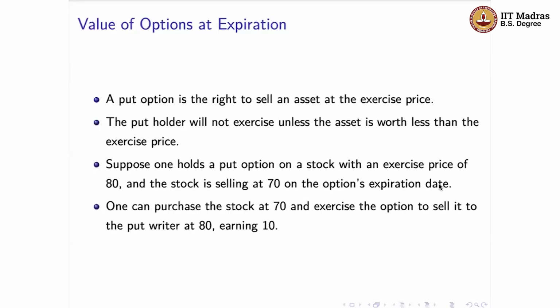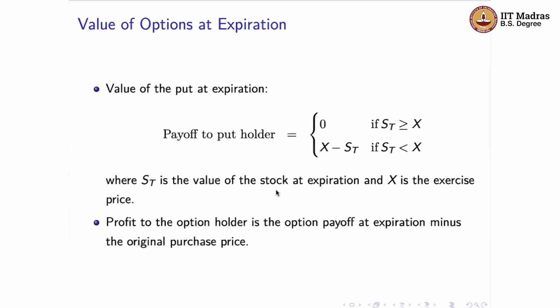Suppose that one holds a put option on a stock with an exercise price of 80, and the stock is actually selling for 70 on the option's expiration date. In this case, one can purchase the stock at 70 and then exercise the option to sell it to the put writer at 80, and therefore one will end up earning 10 as a result of this transaction, right? So you can generalize this.